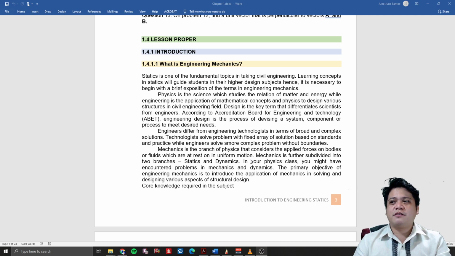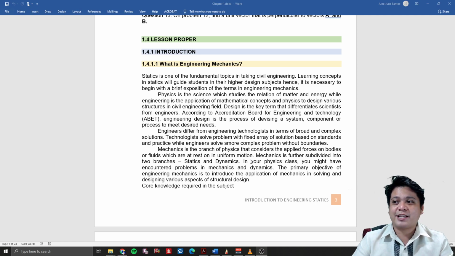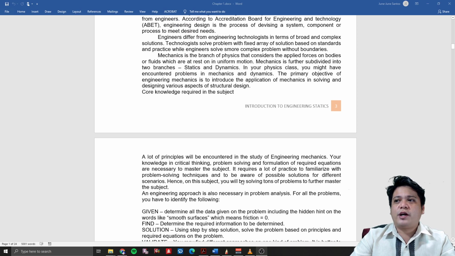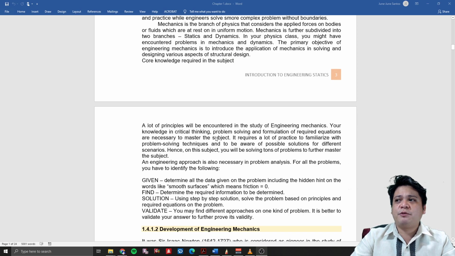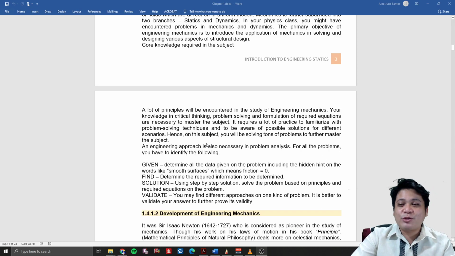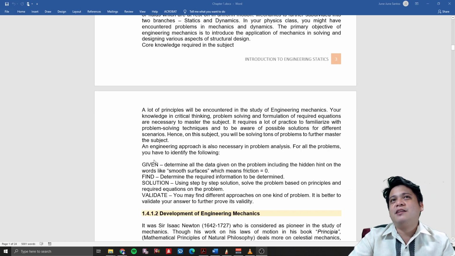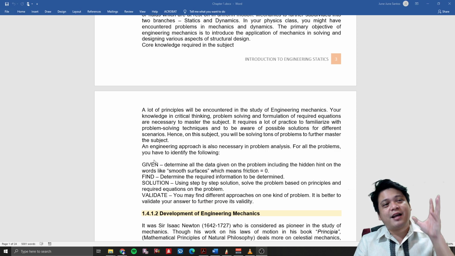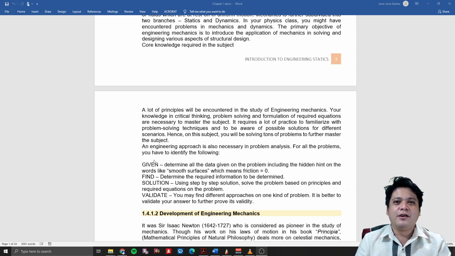So the primary objective of engineering mechanics is to introduce the application of mechanics in solving and designing various aspects of structural design, and also of course components for the mechanical engineers. So core knowledge is required in this subject. A lot of principles will be encountered by studying engineering mechanics. Kailangan critical thinking. Sa pagsasolve naman, gaya ng turo sa atin dati pa man, meron tayong given. So, we should determine yung mga given. And sometimes, hindi ibibigay ng exactly word yung mga given. So, iyon yung kailangan natin ng analytical thinking.